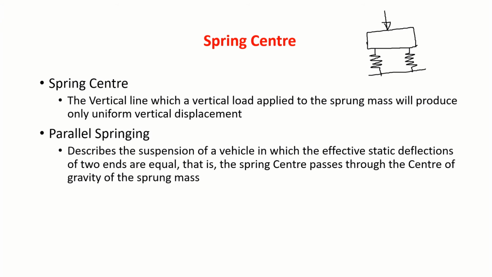Apply a vertical load. Sprung mass will produce only uniform vertical displacement here. Parallel spring describes the suspension of a vehicle in which the effective static deflection of the two ends are equal, that is, the spring center passes through the center of gravity of the sprung mass.